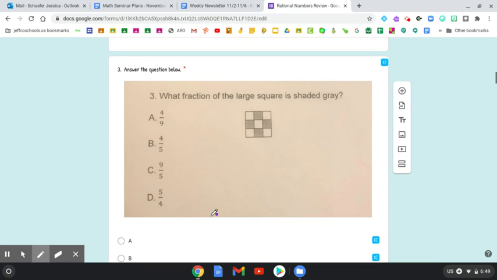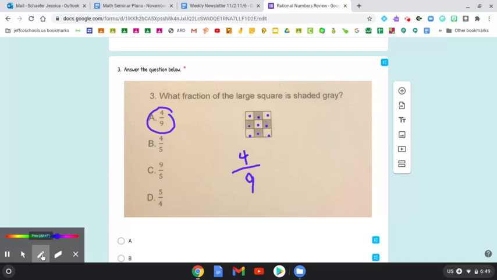All right, question 3. What fraction of this large square is shaded in gray? So I have 1, 2, 3, 4 pieces that are shaded in gray. Out of how many total? So that would be 5, 6, 7, 8, 9. I have 4 out of 9 shaded in gray. I cannot simplify, and my option's right up here for me, so A.